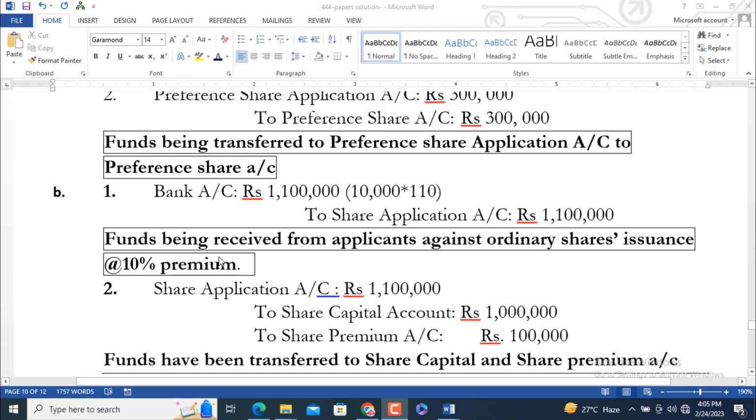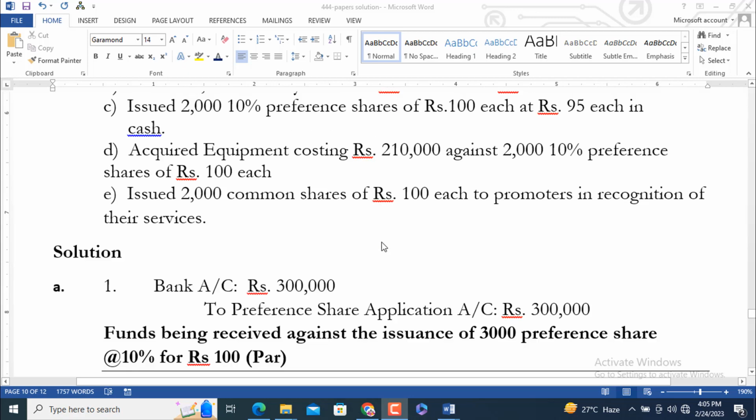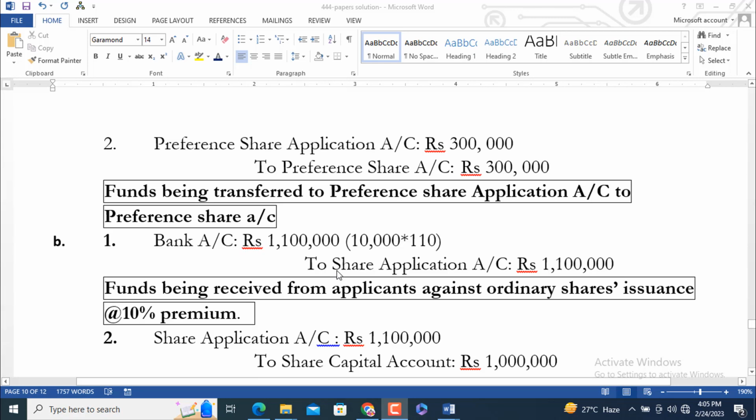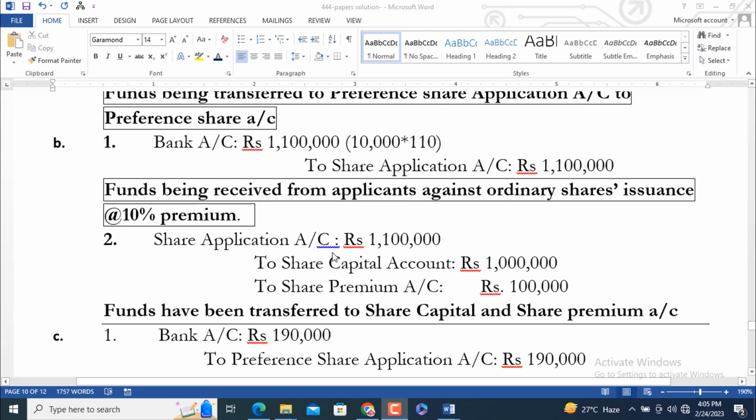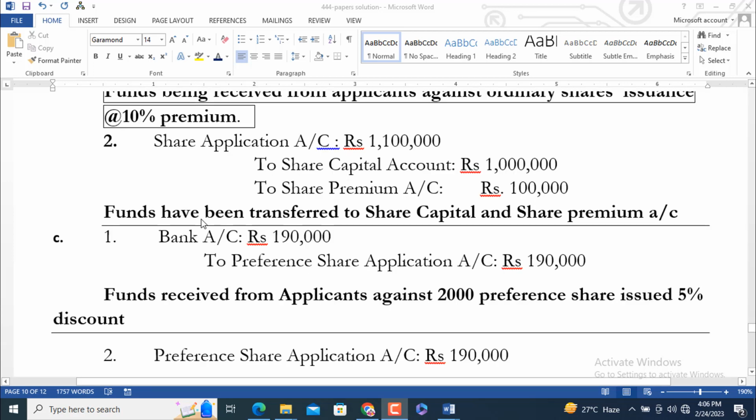And then again the second transaction is about ordinary shares. Share application account to rupees 1,100,000 or 1.1 million to share capital account. This is 1 million because the par value is 100 and the above value is 100,000. It will go to the share premium account or paid in capital account. The other name that we have used for share premium account is paid in capital account. So funds have been transferred to share capital account and share premium account.